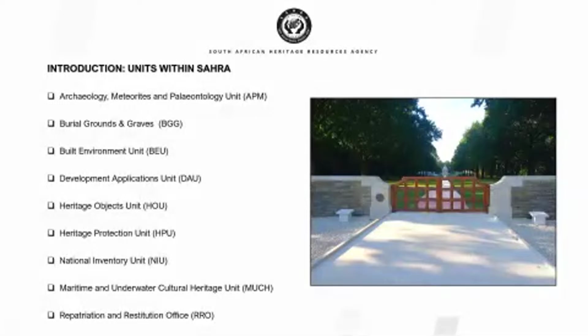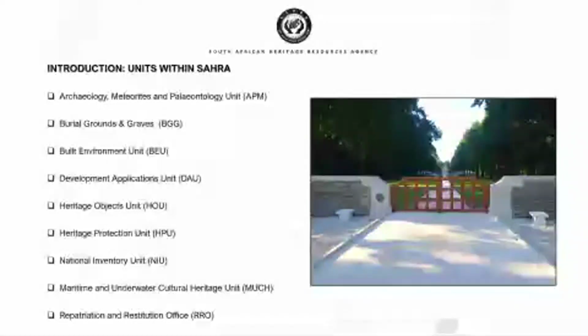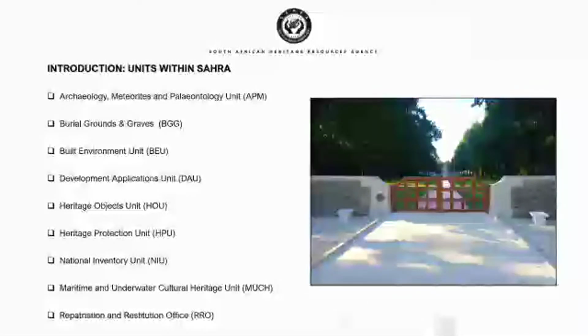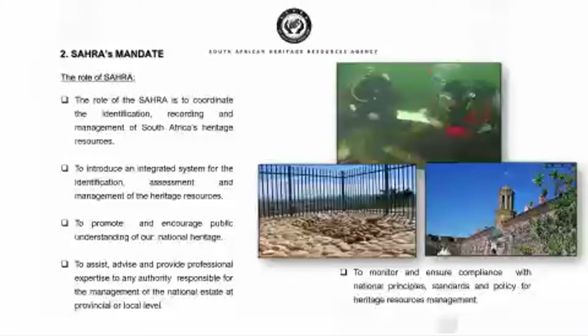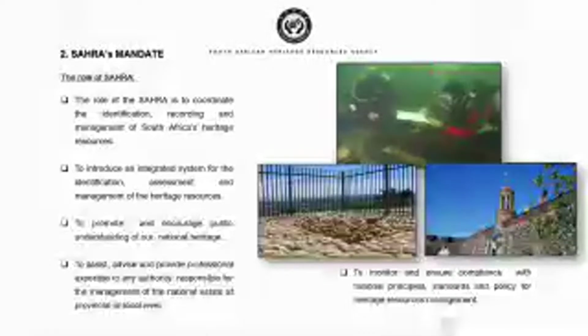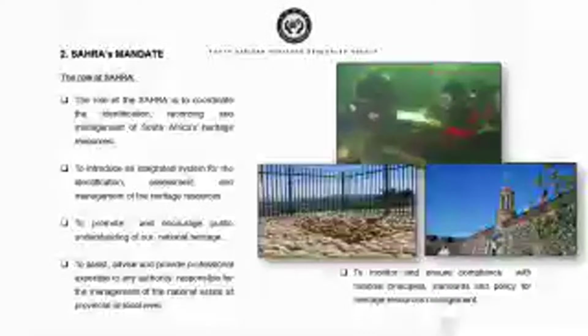You would find that particularly the development applications unit, the APM, the heritage protection unit and the RRO intersect quite a bit in a lot of spaces. So that's how SAHRA is structured. The burial grounds and graves unit would implement section 36. The development applications unit would implement section 38 and so on. The heritage objects unit is section 32 and so on. So the variations are covered broadly within SAHRA.